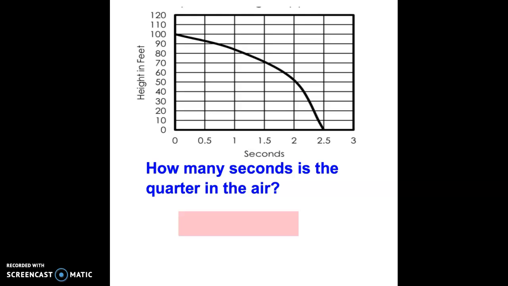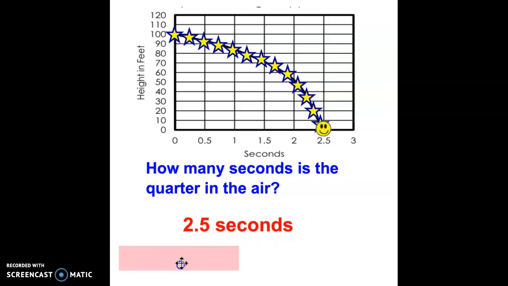All right, last question. How many seconds is the quarter in the air? If you did all of your assignments last week and you understood them, you should know how to answer this question. And the answer is the quarter was in the air for 2.5 seconds. Because look, we have our quarter. It's starting on the building. It's falling, it's falling, it's falling. Bam, it hits the ground. What is the time that it finally hits the ground? 2.5 seconds. So that is the answer right there.